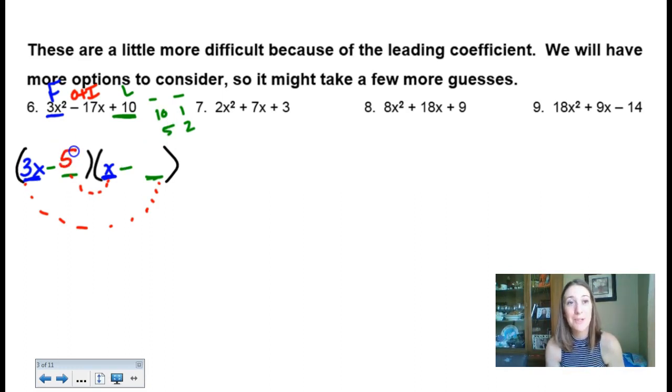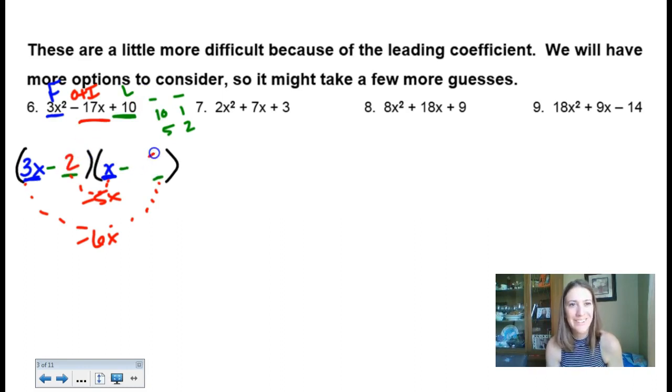And this is what happens when you mess up. Let me show you. It's really not the end of the world. The outside arch is negative 6x. The inside arch is negative 5x. That does not add up to negative 17. So does that mean I throw 5 and 2 out? No. Maybe I consider switching them.